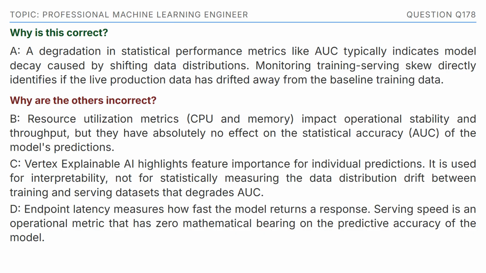Why are the others incorrect? B. Resource utilization metrics, CPU and memory, impact operational stability and throughput, but they have absolutely no effect on the statistical accuracy, AUC, of the model's predictions.